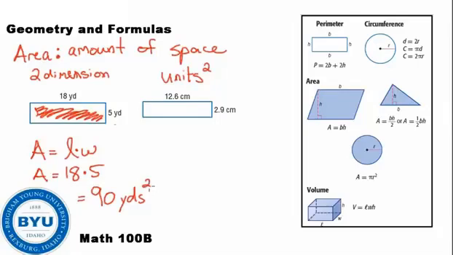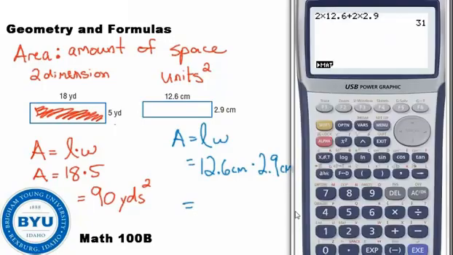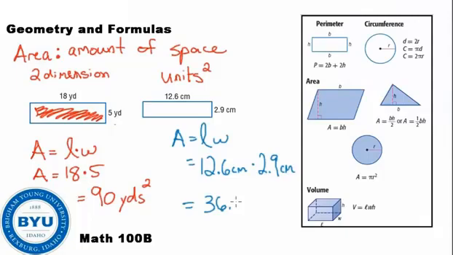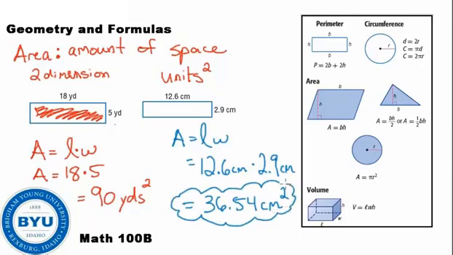So let's have you do this other rectangle. Go ahead and pause your video and give this rectangle a try. Make sure you do area equals length times width. Good luck. Back already? Good. You simply would have done 12.6 centimeters times 2.9 centimeters. I'm going to use the calculator and do 12.6 times 2.9. Push enter, and we get 36.54 centimeters squared. Don't forget to label. Labeling's important here. And that's how we do area of a rectangle.